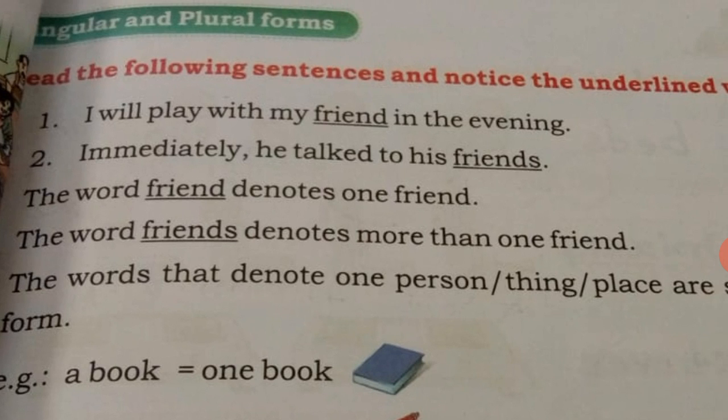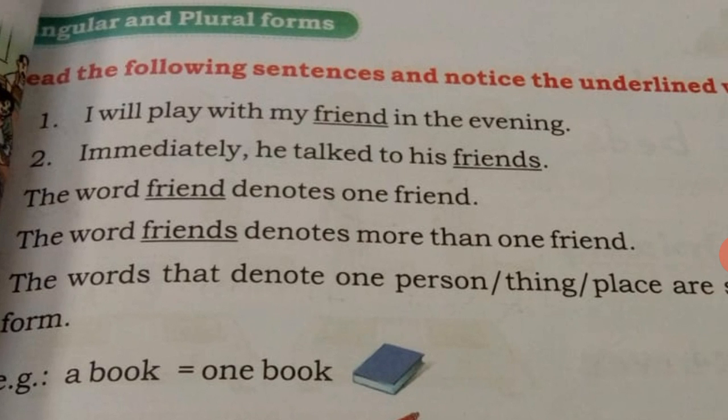Second sentence: immediately he talked to his friends. Friends means more than one, so it is in plural form. So singular form is friend and plural form is friends. The word friend denotes one friend. The word friends denotes more than one friend. The words that denote one person, thing or place are said to be in a singular form.